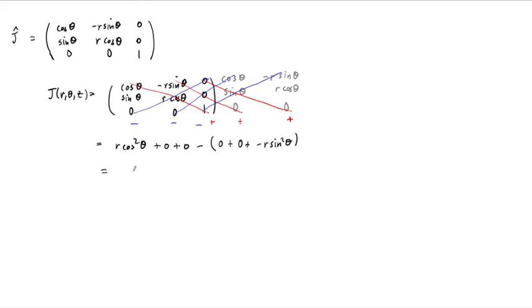What we're left with here is r cosine squared theta plus r sine squared theta. Of course, we can factor out an r. And then we see a Pythagorean identity here. Cosine squared plus sine squared is just 1. And so this computation shows that the Jacobian of our cylindrical transformation is just a factor of r.